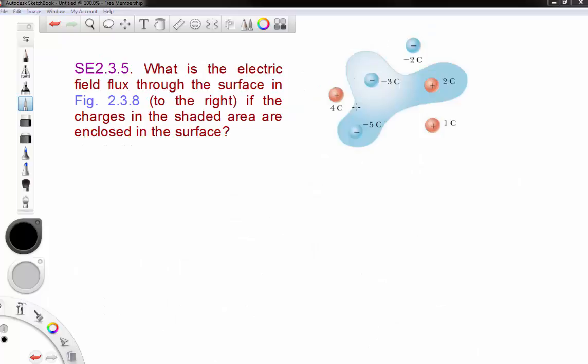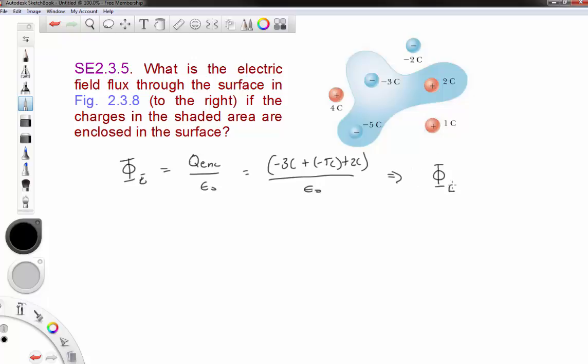Here's another quick example. We have this closed surface and there are some charges in it, and we want to know what's the electric field flux through the shaded surface. Well, again, we can say that the total flux, which is E dot A, is whatever the enclosed charge is divided by epsilon naught. So this therefore is -3 coulombs plus -5 coulombs plus 2 coulombs divided by epsilon naught. And so the total electric field flux through this surface is -5 minus 3 is -8 plus 2 is -6, so it would be -6 coulombs over epsilon naught.